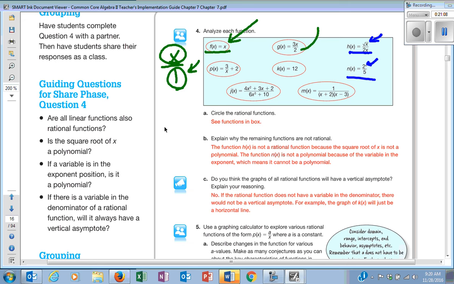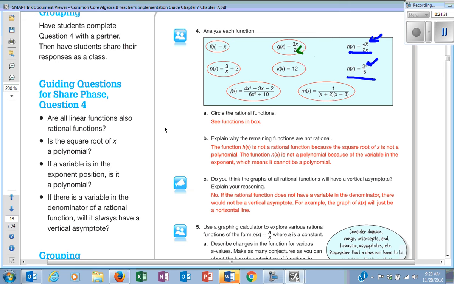Again, in this one, there's no way of making my denominator 0. No way of making my denominator 0. Yes, I can make that 0, so that will have a vertical asymptote. Yes, I have a way of making that denominator 0, so it will have one. And yes, I have a way of making that denominator 0. So vertical asymptotes, yes.